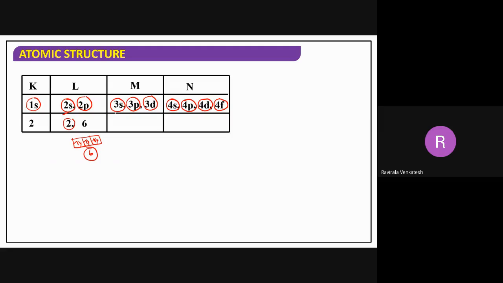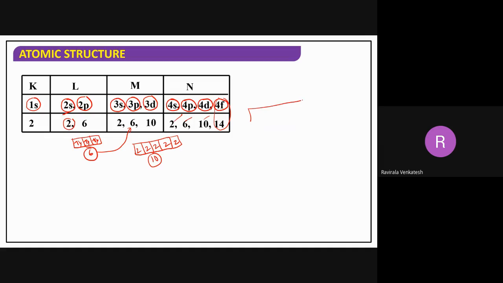Similarly, in the s orbital we can put 2 electrons, isn't it? And in the p orbital, same, you can put 6 electrons. What about the d orbital? How many can we put here? The d subdivides into 5 orbitals, so we can put 2 here, 2 here, 2 here, 2 here, 2 here. In total, 10 electrons we can put. So here, 2, 6, 10. What about the f orbital?